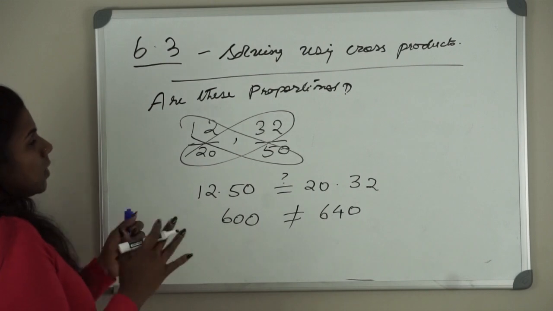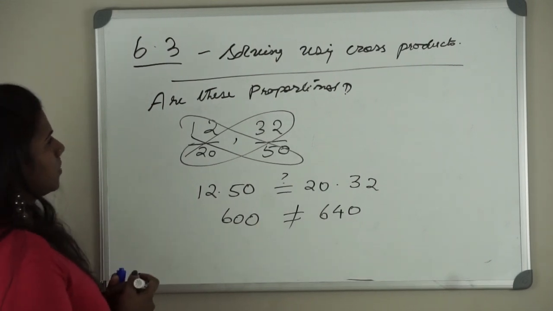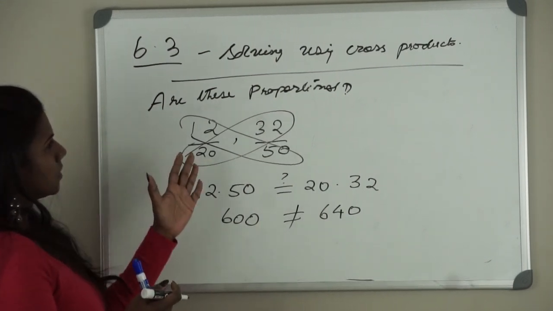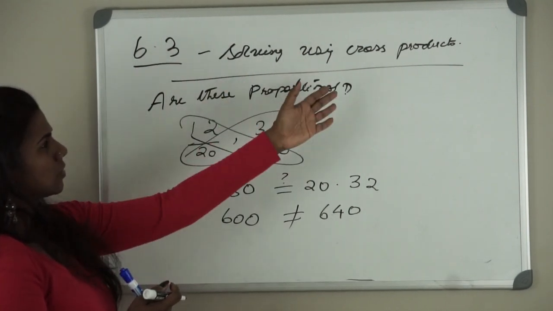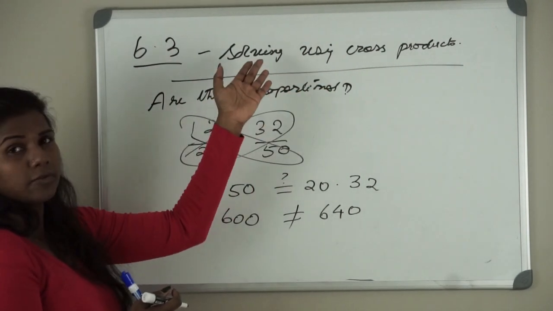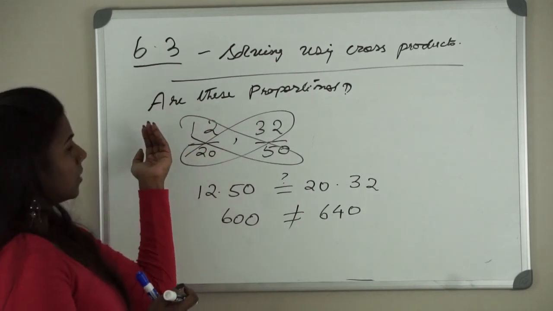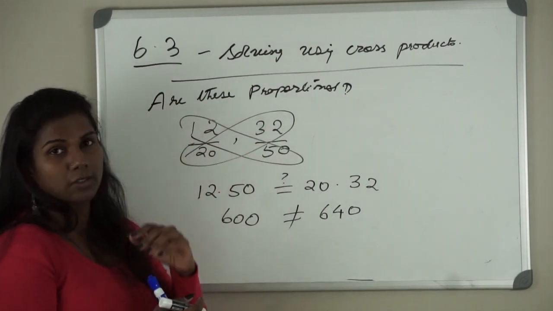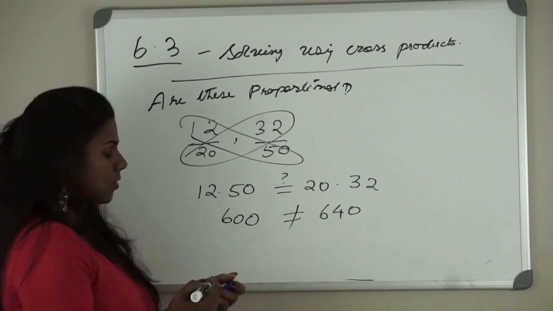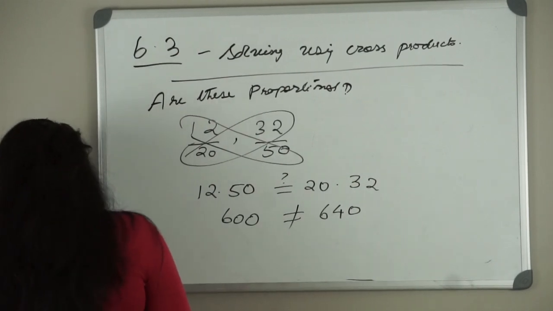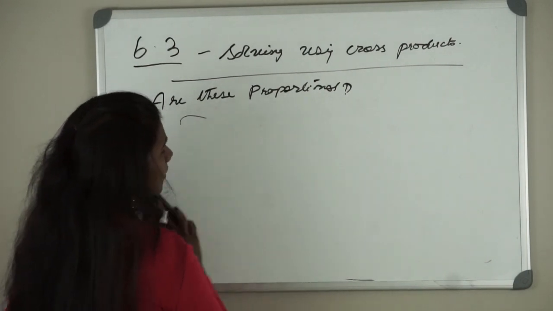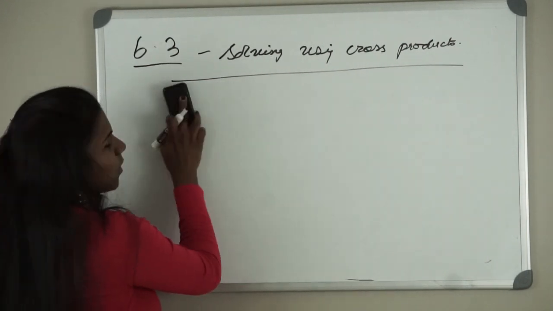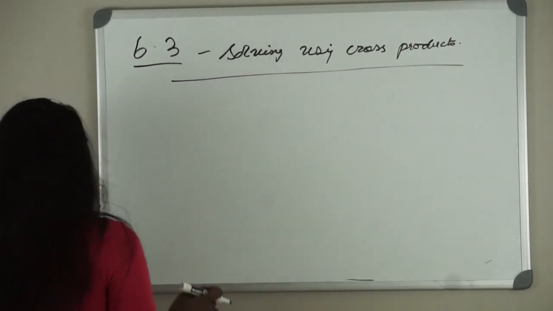So that is all in this chapter. You use cross product to solve for the equation, and you also use cross product to find out if two different ratios are proportional. So that is all here. But let's do one more thing. Now, how many different methods do we know to solve for x?